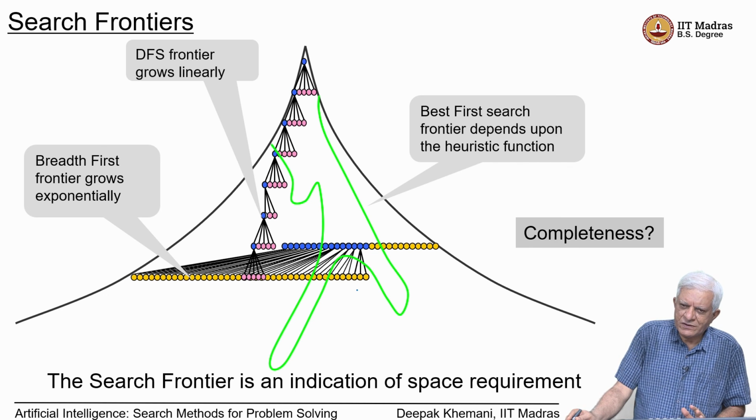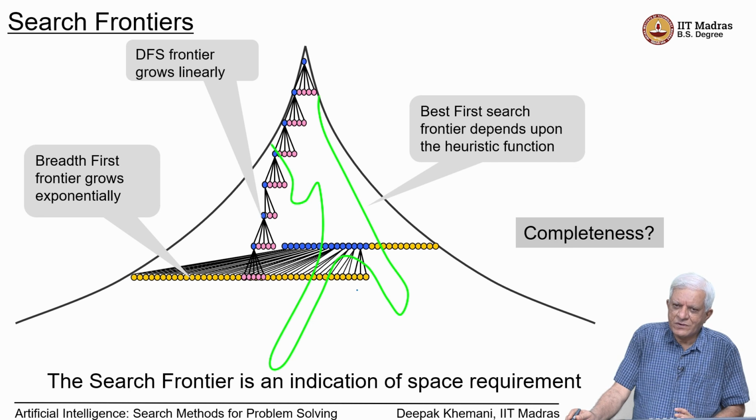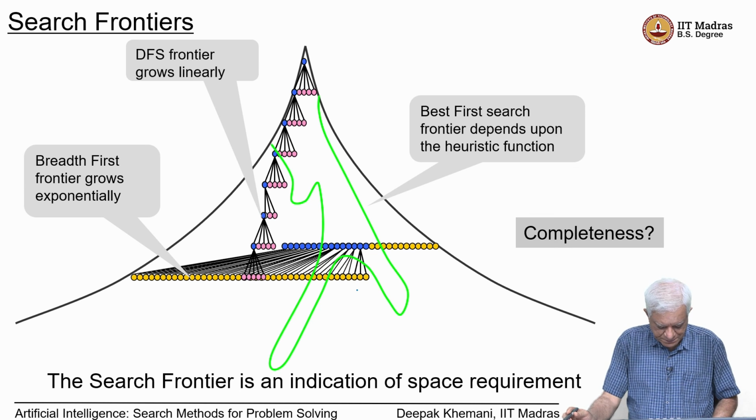Again, it depends on the heuristic function, but because it is a systematic search, remember that the only thing we did which is different from depth first search is to sort the open list. And if the search space is finite, then it is eventually going to search the entire space, and if there is a path, it will find the path to the goal.